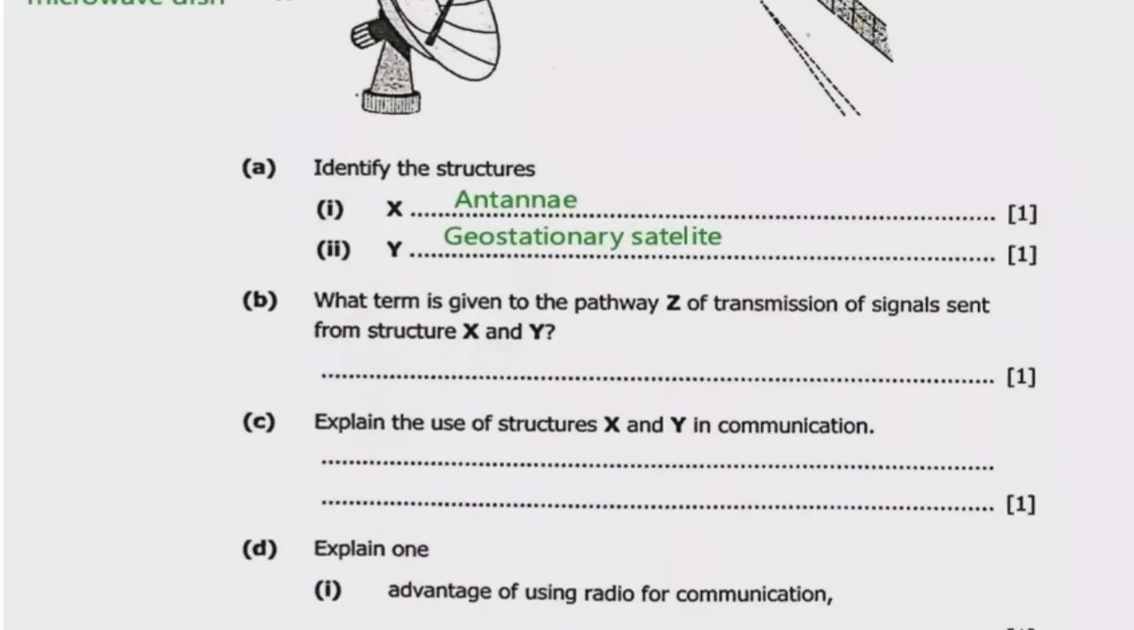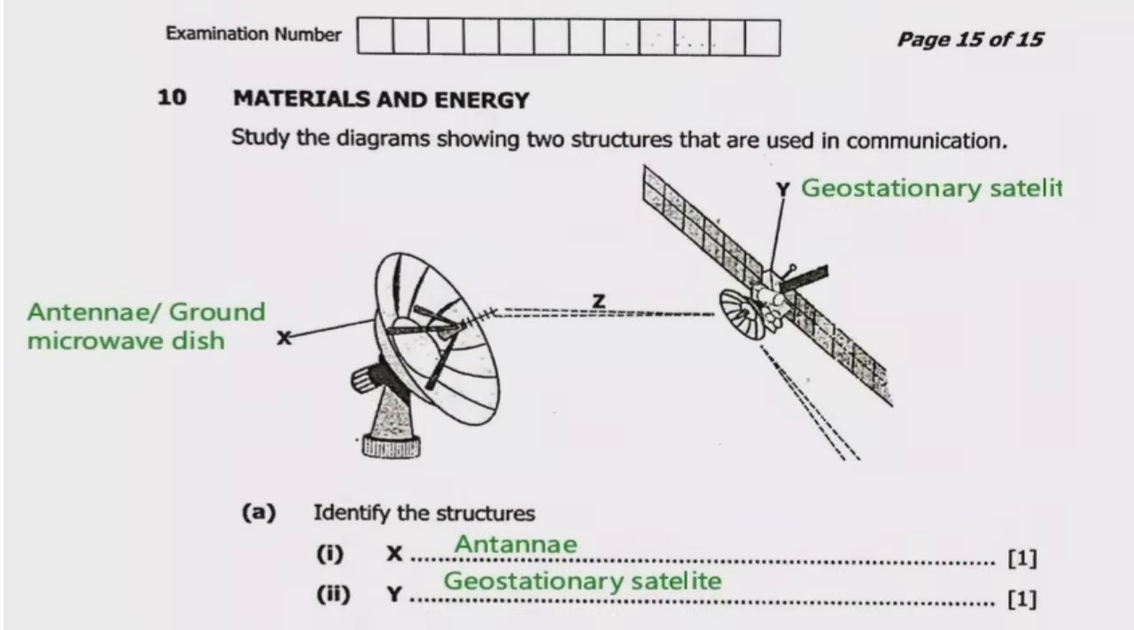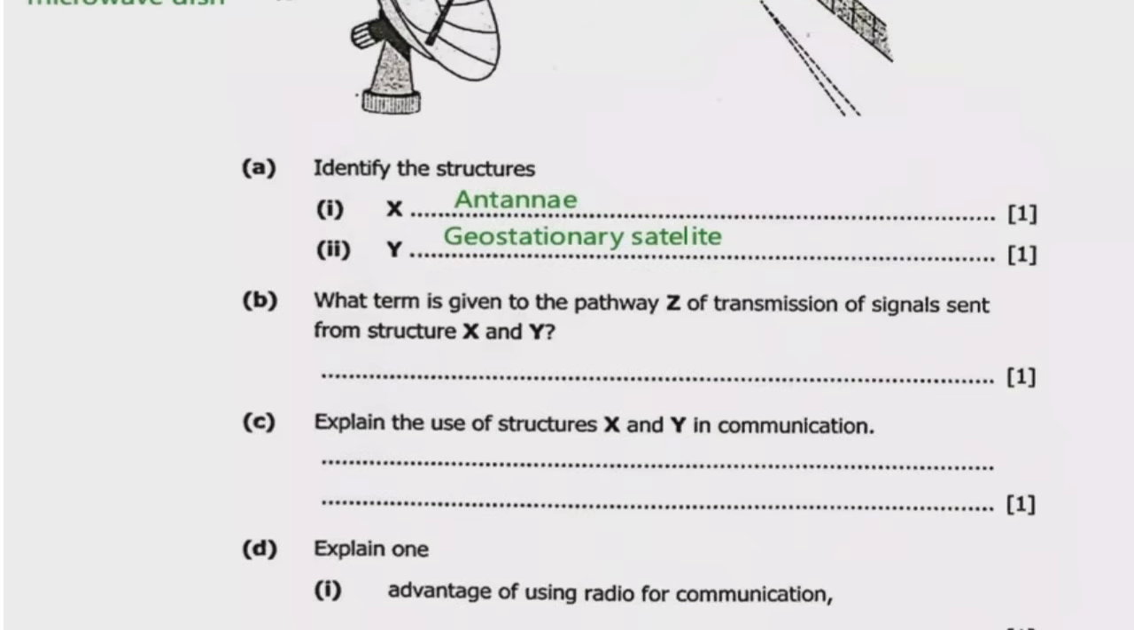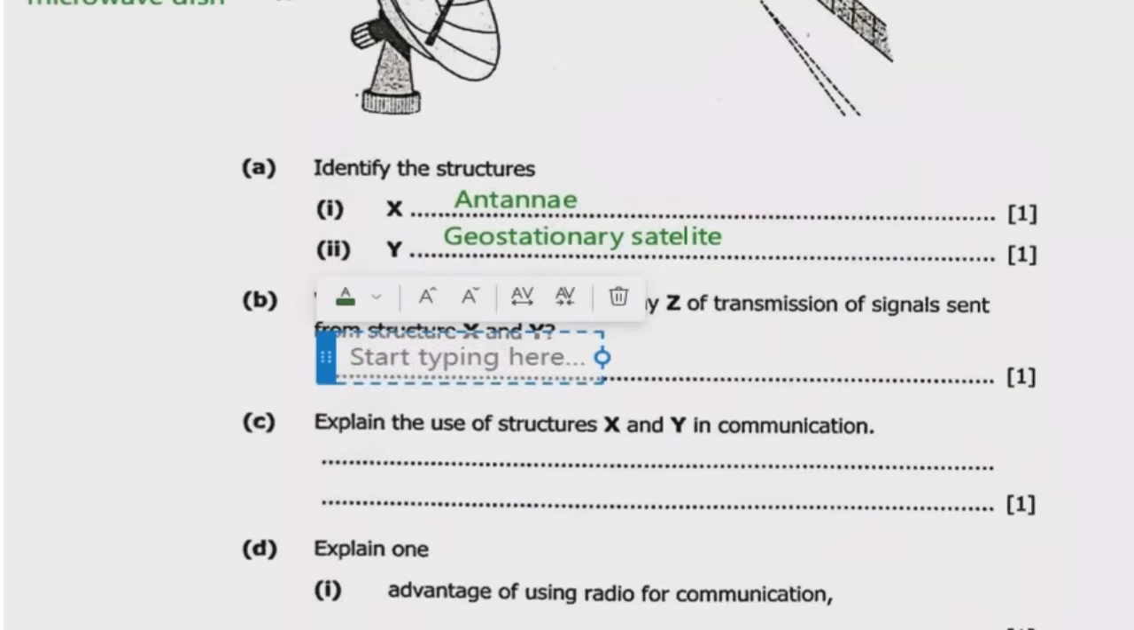We come to b. What term is given to the pathway z of transmission of signals sent from structure x and y? So that one is called uplink.